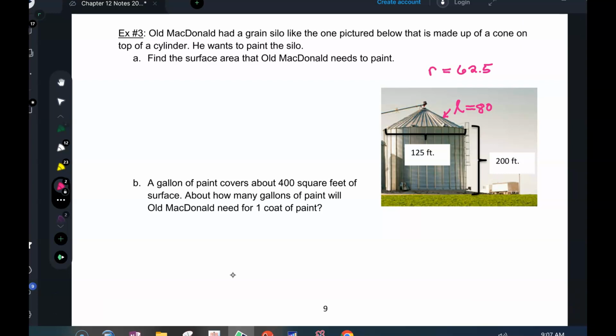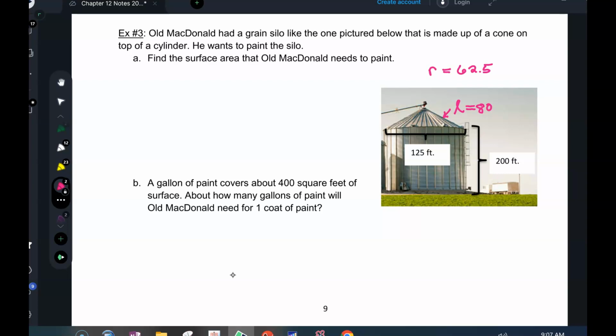Now, what's happening with, so can we find the surface area of the cylinder and the cone? But we have to take away something. What's happening with the top of the cylinder and the bottom of the cone?